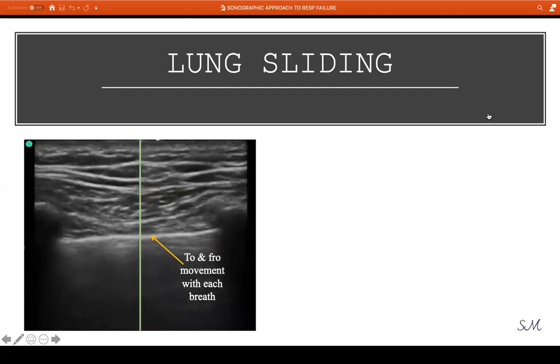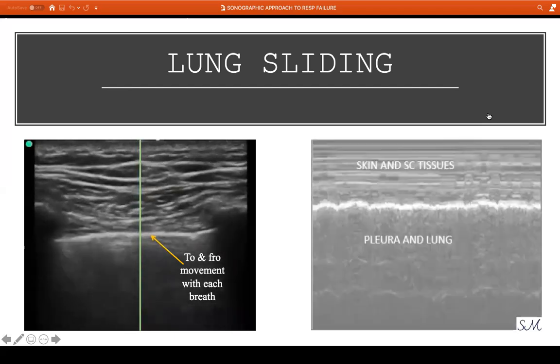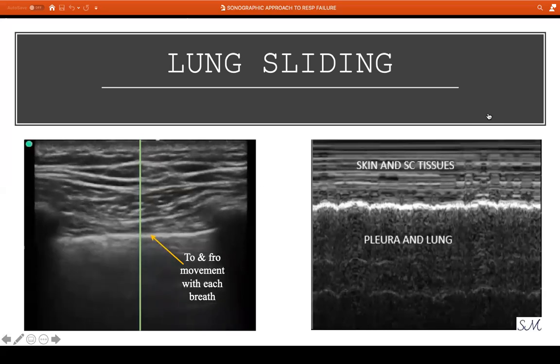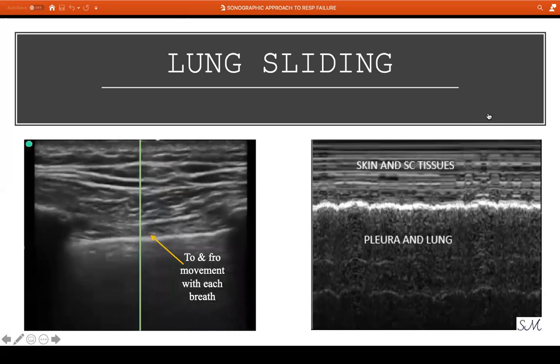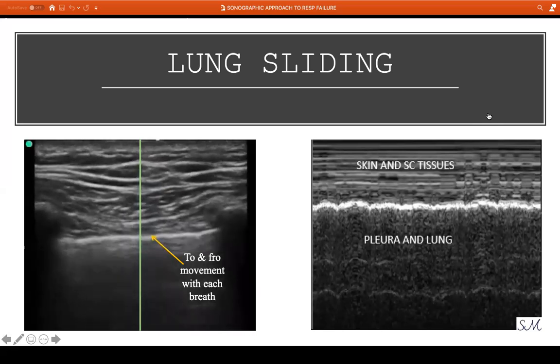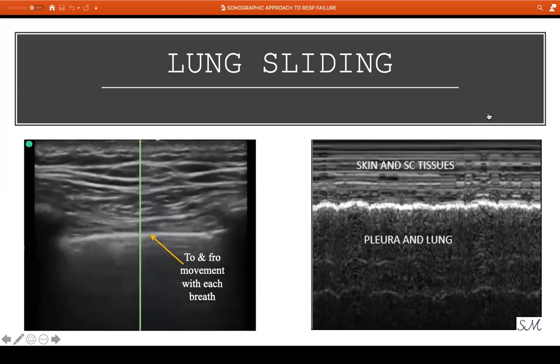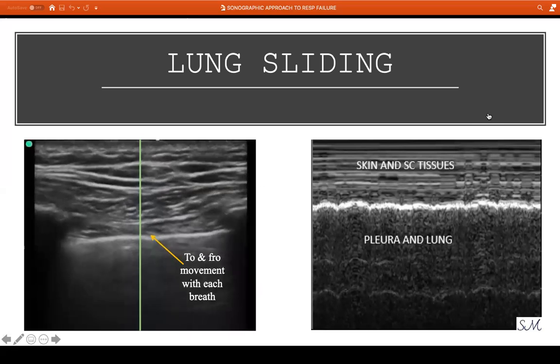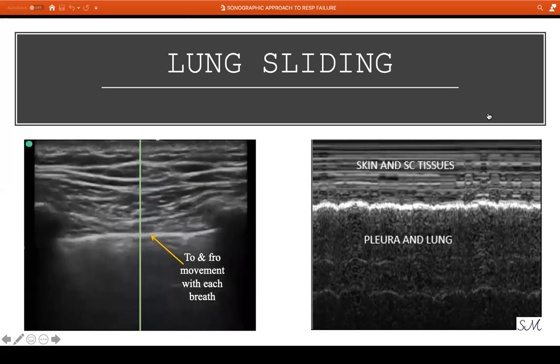If you want to confirm this movement, you can put an M mode through it and you'll get a picture like this. That is the skin and subcutaneous tissue, which are immobile, will give horizontal stripes, and the lung below the pleura, which is moving, will give you an apparent granular pattern because of its movement. This is called seesaw sign, which indicates normal aerated lung below the pleura.